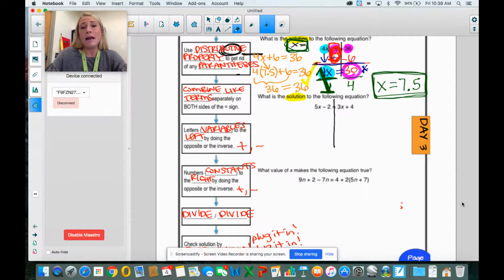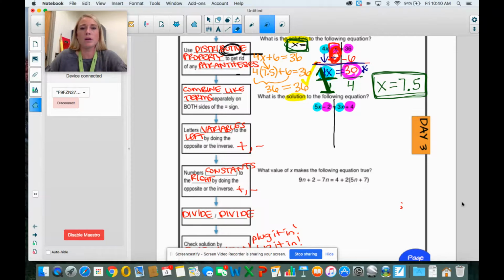Now let's highlight our variables in one color and our constants in another. To keep it consistent, we'll go with blue. So I've got 5x and 3x. Those are my variables, and they're going to be the same color. I can only combine blue with blue, and then my constants are going to be pink, so I can only combine my constants, or my numbers, pink with pink.